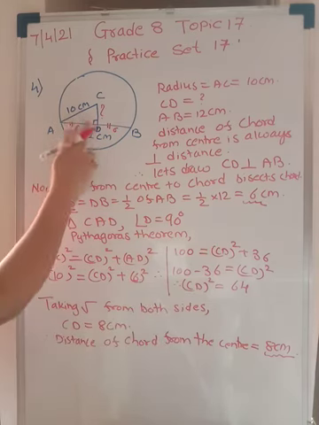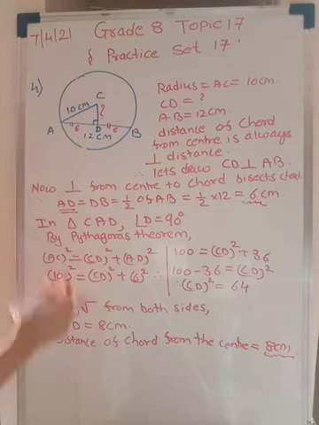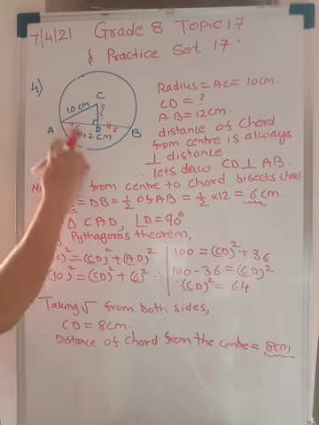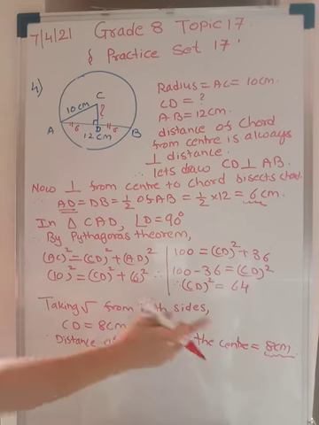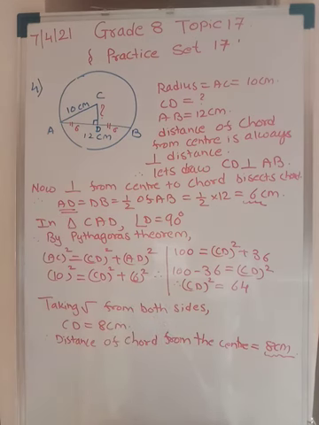But what is the C to D length? It is nothing but the distance of the chord from the center, which is equal to 8 centimeters. Is this clear? Please take down all the problems, and we have completely solved now exercise 17.1.